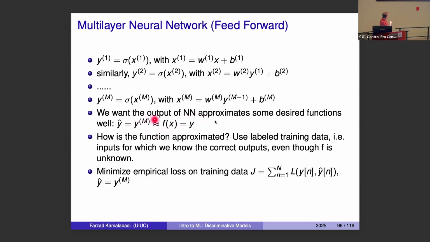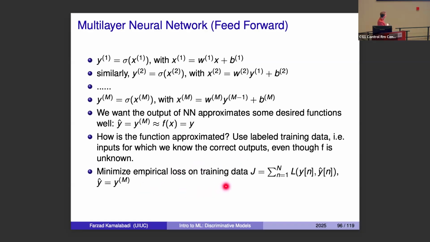And what is it that we want? We want the output of the neural net to approximate some desired function. So call this y hat the output of the last node, to approximate a function. This is where I'm getting finally to function approximation. Approximate the function f of x equal to y. So how is the function approximated? We use the labeled training data, inputs for which we know the correct outputs, even though f is unknown. We don't know the function, but we know through the labeling process that this input corresponds to that output when we have a set of those training data.